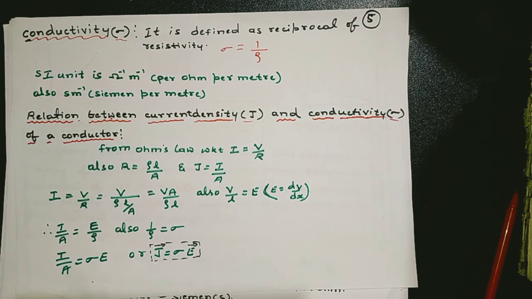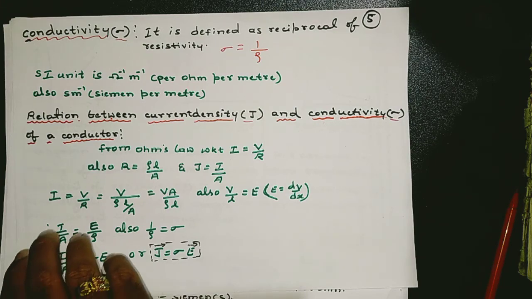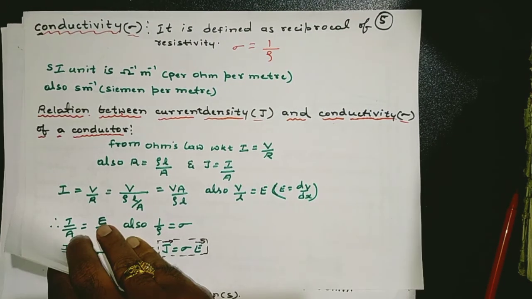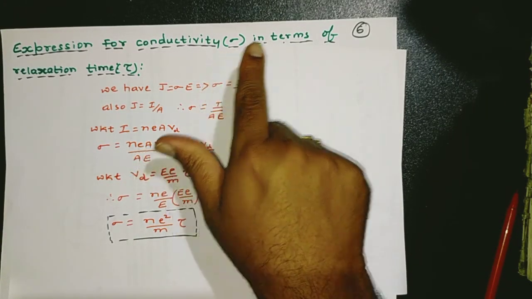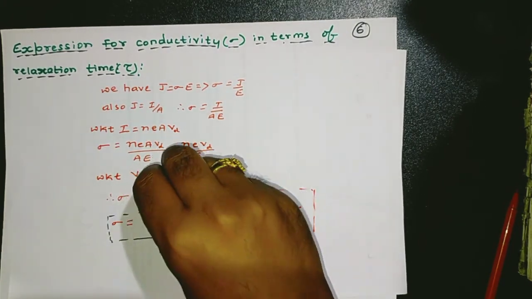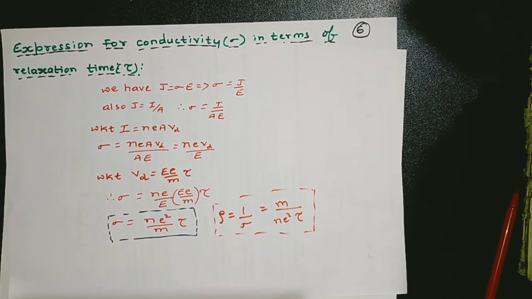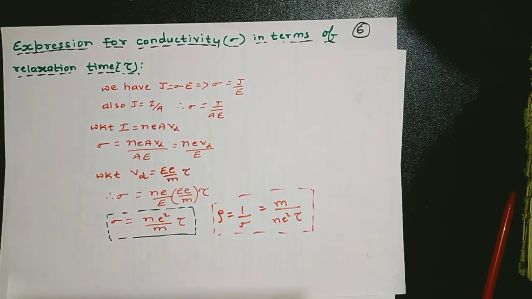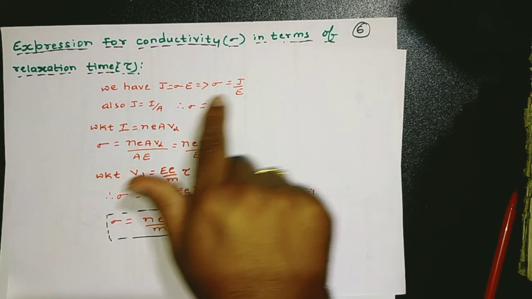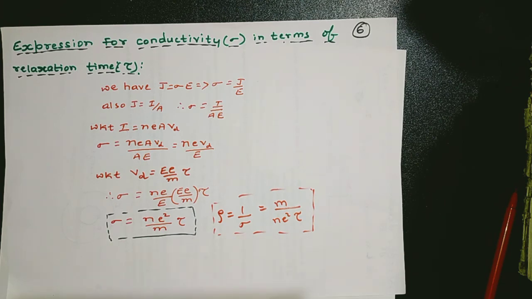Then we derived the relation connecting current density and conductivity as J is sigma into E. At the last, we also derived an expression for conductivity in terms of relaxation time. Students, I tell you that the expression that we derived, J is sigma into E, will be for 3 marks. An important one. If you go through the previous papers, you will understand. And this expression for conductivity in terms of relaxation time is for 5 marks.